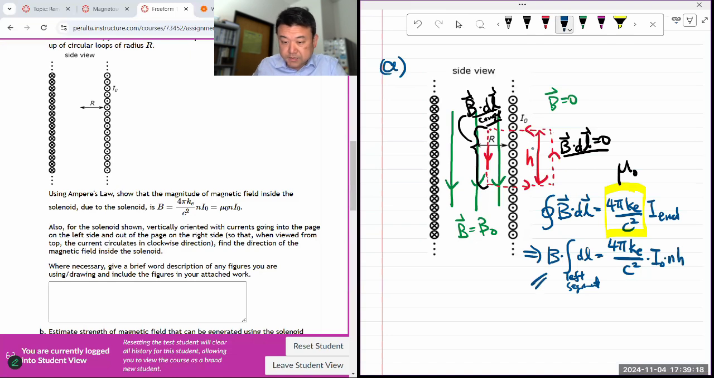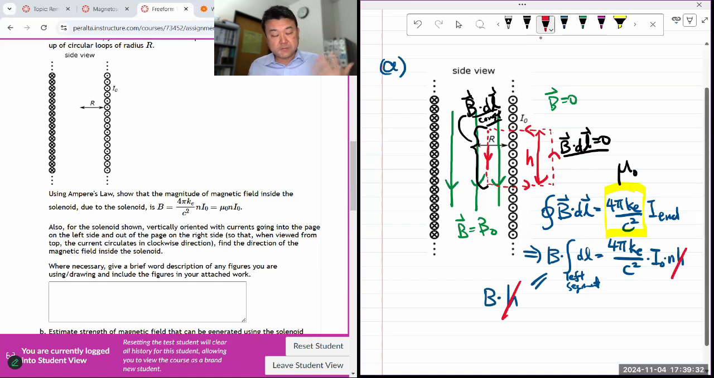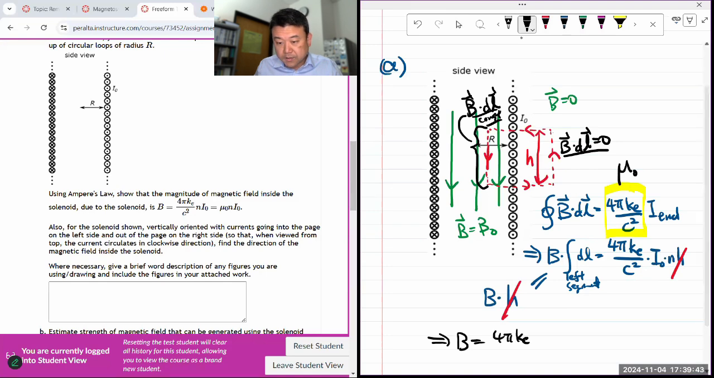The left-hand side simplifies to B times h. That h is basically this line integral by itself, and that's equal to the right-hand side. So the h's will cancel, which is what you're hoping for. This arbitrary parameter that I introduced is not in the final expression. And this proves that B is equal to 4 pi k over c squared times I naught times n, exactly the expression that I was trying to show.